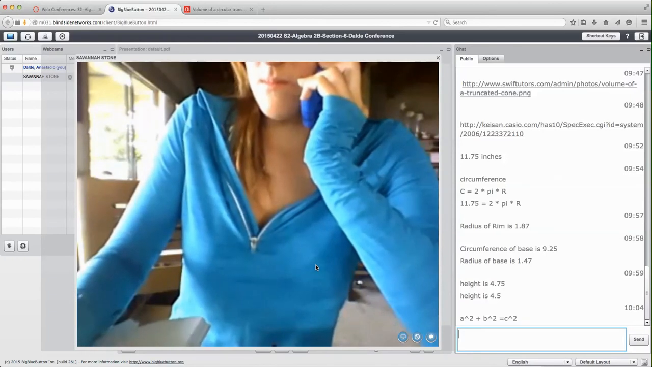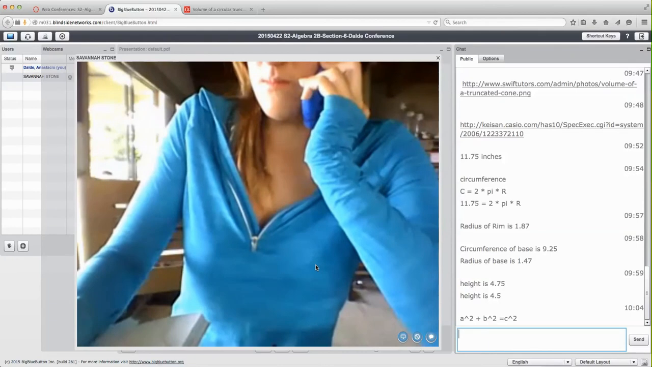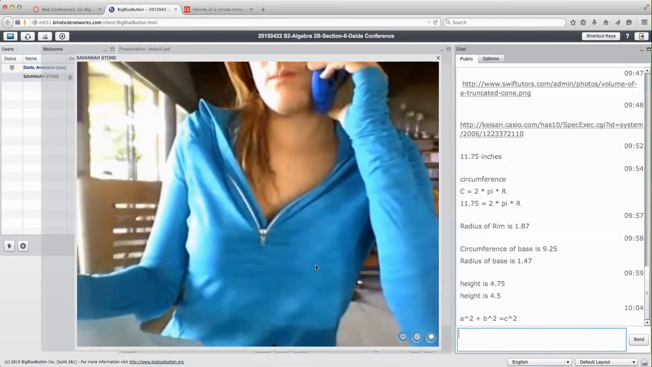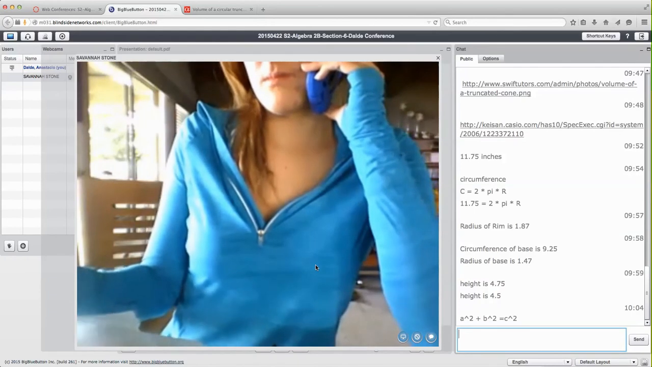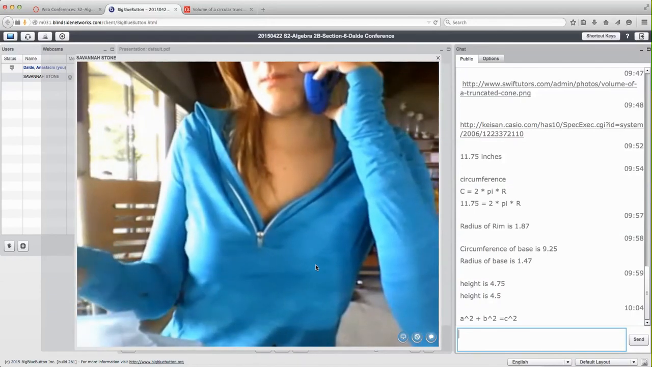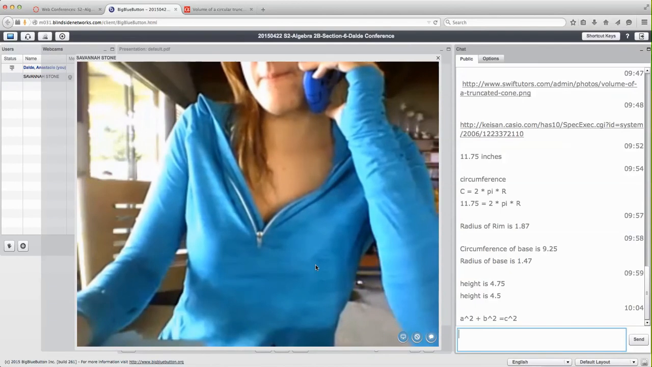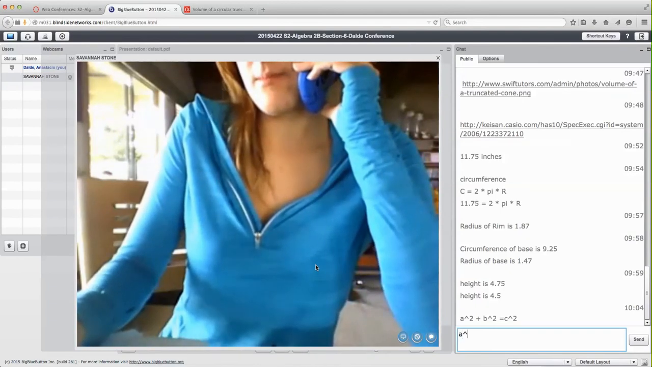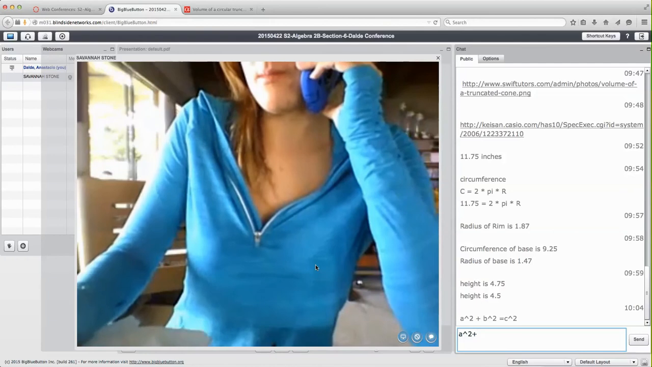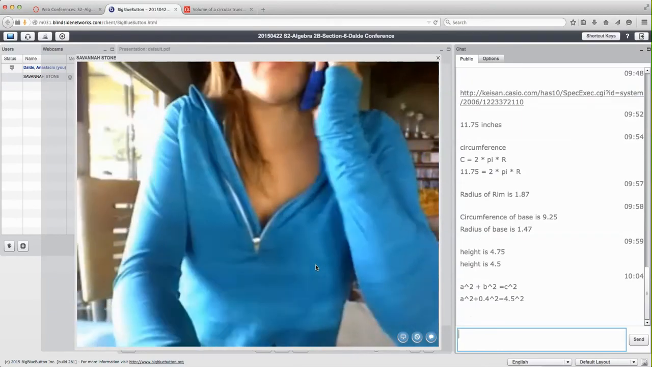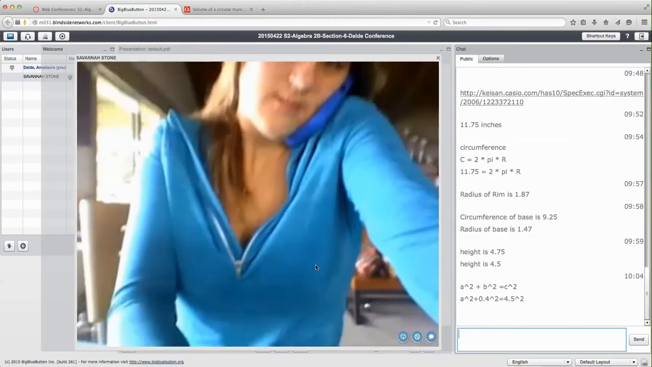So what I'm telling you to write down is, let B equal our base. I'm asking you to write down A squared plus 1.47 squared equals 4.5 squared. I'm sorry, not 1.47. A squared plus 0.4 squared equals 4.5 squared. Cool? All right, solve that for me. Tell me what A is.